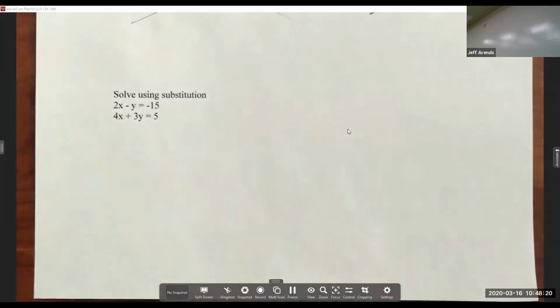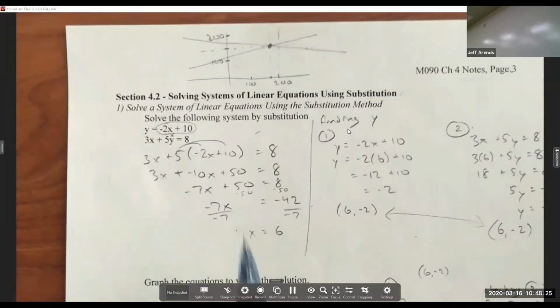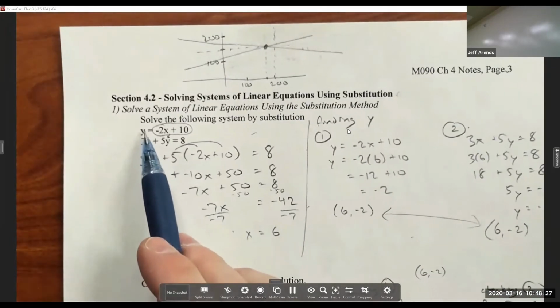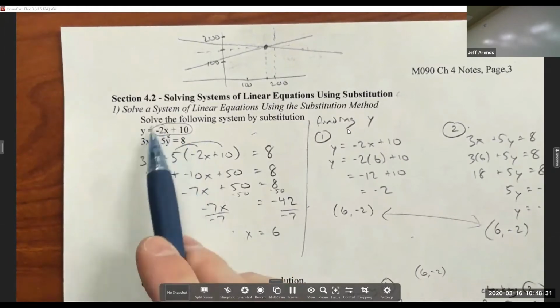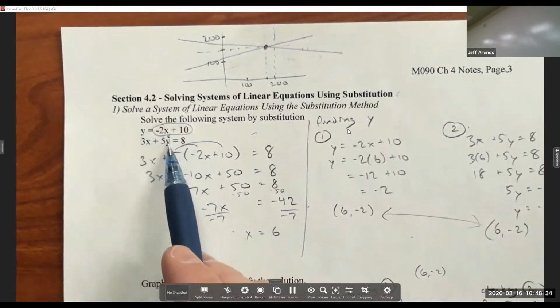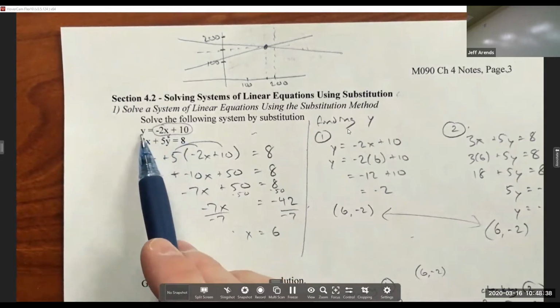If we wanted to solve a system using the substitution method, let's look back at how I did this. I first had this equation written as y equals stuff. That stuff over on the other side of the equation is the value I plugged in for the y on the other equation. In order to do this, though, I had to have that first equation solved for y.